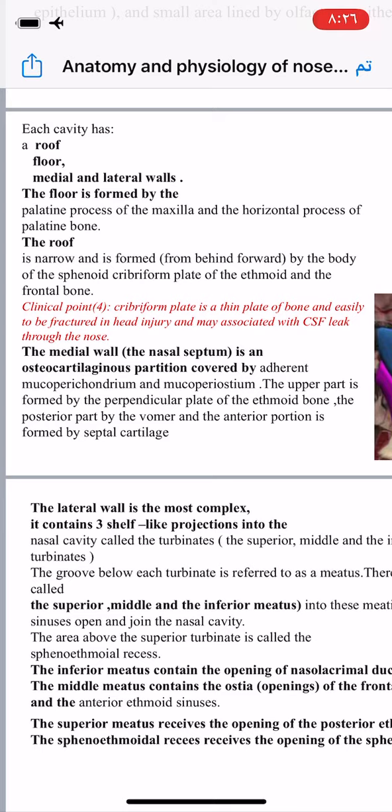The midline wall, which is called the nasal septum, is an osteocartilaginous partition covered by an adherent mucoperichondrium and mucoperiosteum. The upper part is formed by the perpendicular plate of ethmoid bone, the posterior part is formed by the vomer, and the anterior part is formed by the nasal cartilage.